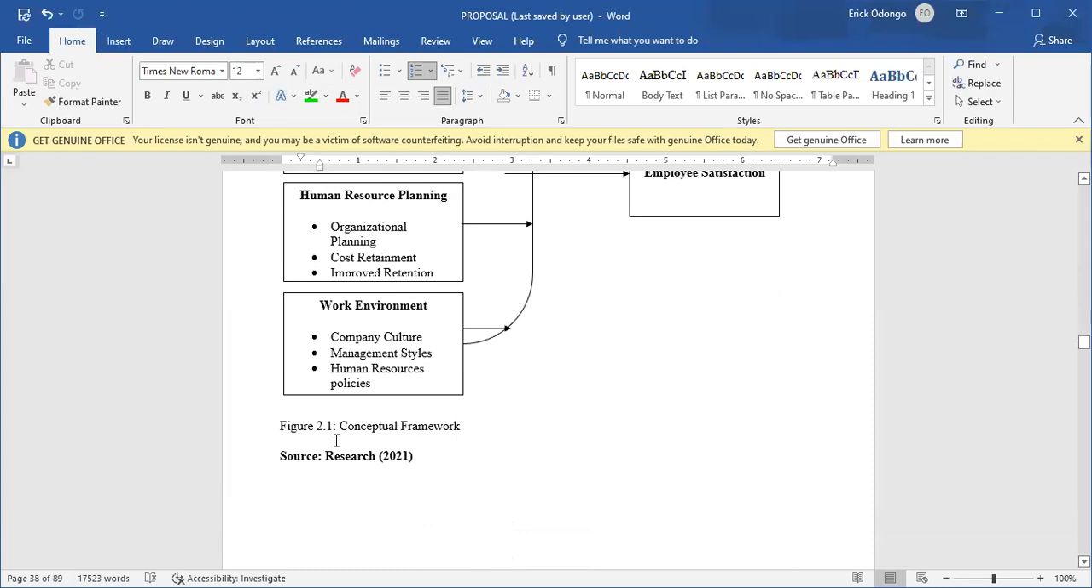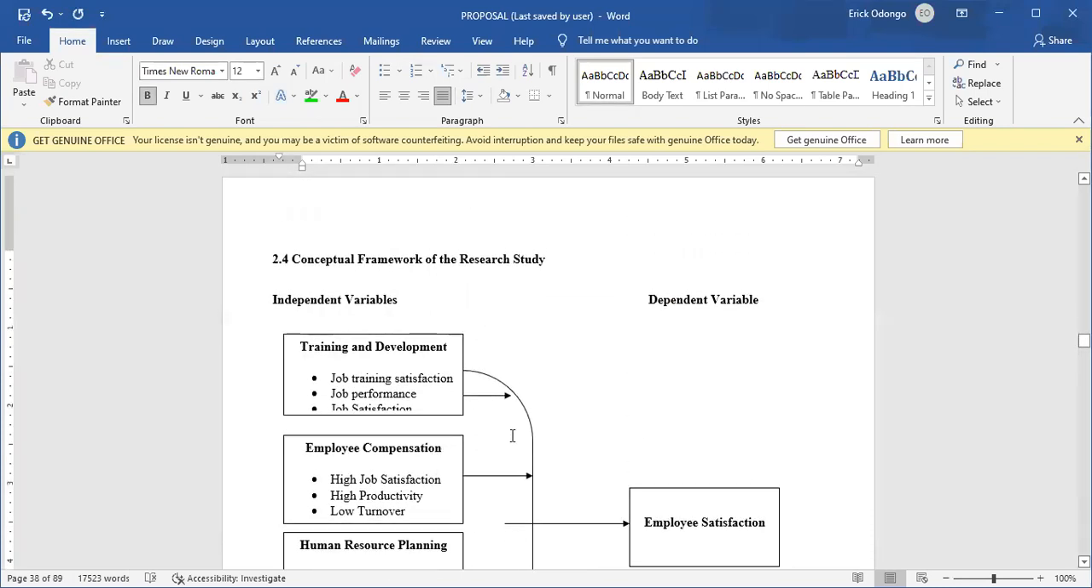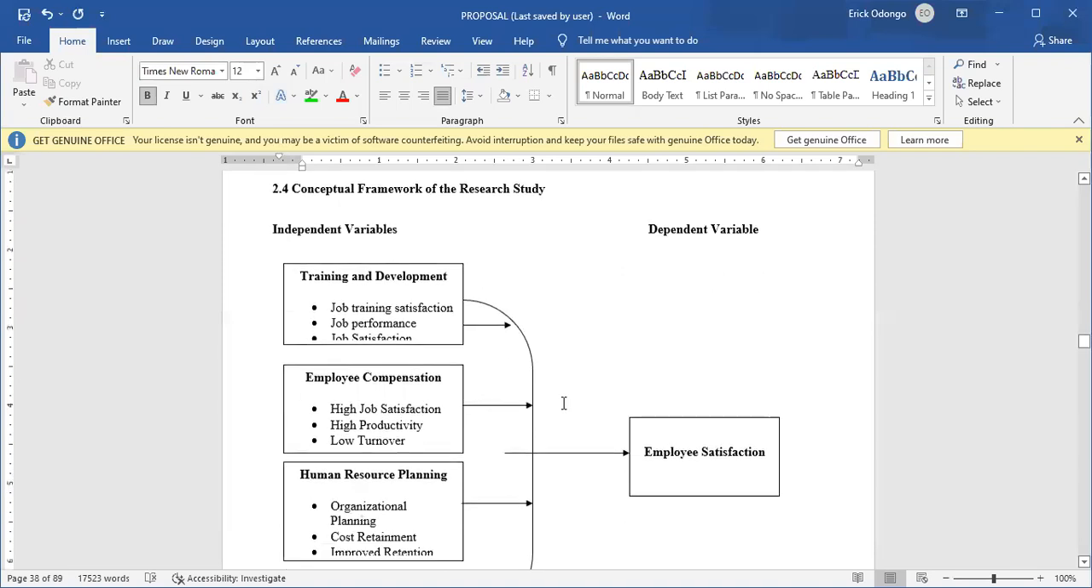And you must have the figure named because it is in topic 2. That is why I'm calling it figure 2, but it is topic 2, the first figure. So I call it figure 2.1. What is it? It is conceptual framework. That must be below it. What is the source? The source is the research 2022. In this particular case, it will be 2022. We are doing the research in 2022. That is the conceptual framework of the research study.